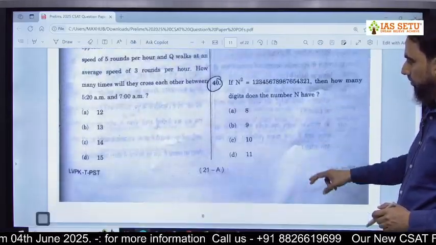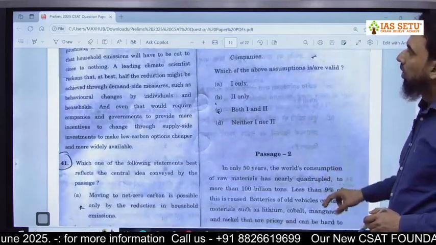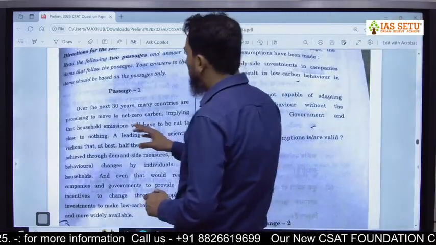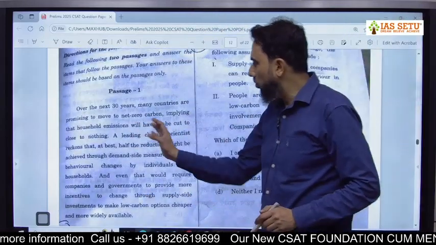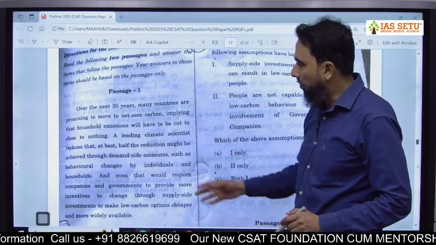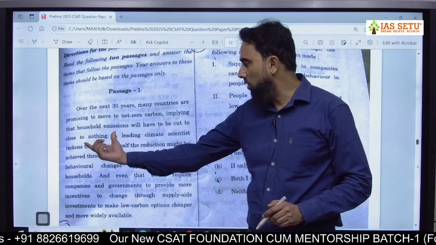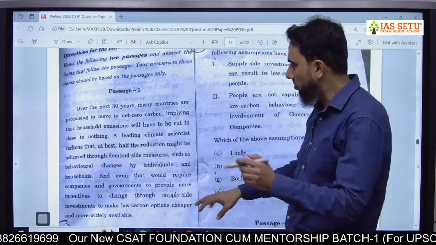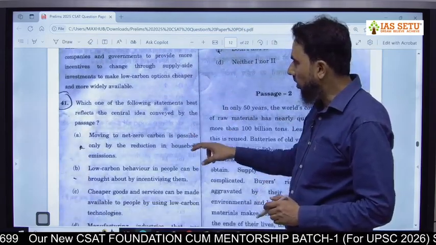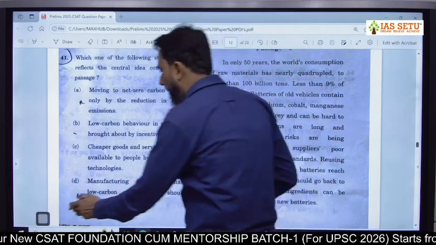Next question. Over the next 30 years, many countries are promising to move to net zero carbon, implying that household emissions will have to be cut to close to nothing. Close to nothing means approaching zero, coming to zero. Now, a very small para, question 44, central idea.